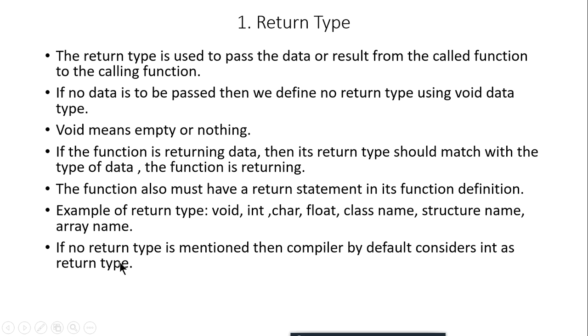If you are not mentioning any kind of return type, for example, in the main function we are just saying main, we are not passing the return type, then by default the compiler considers int as the return type. So make sure that you pass a return type yourself.